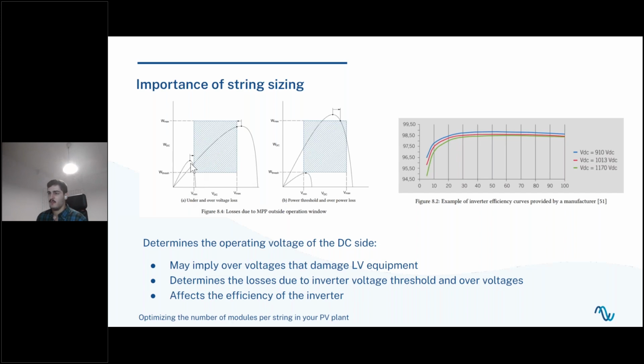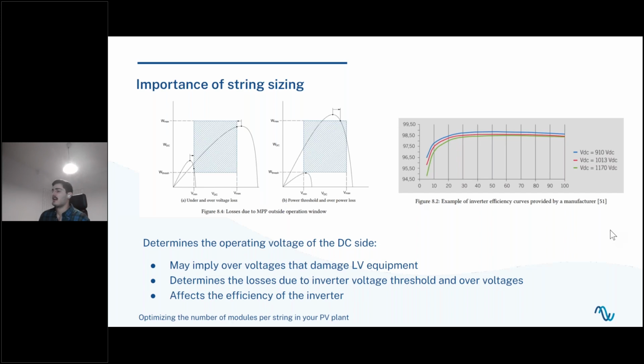If we are below the minimum, we will be losing some power, and we will have one loss related to the inverter voltage threshold. And if we go above, we will be losing also some power, and we will have one loss that is related to the over voltages.